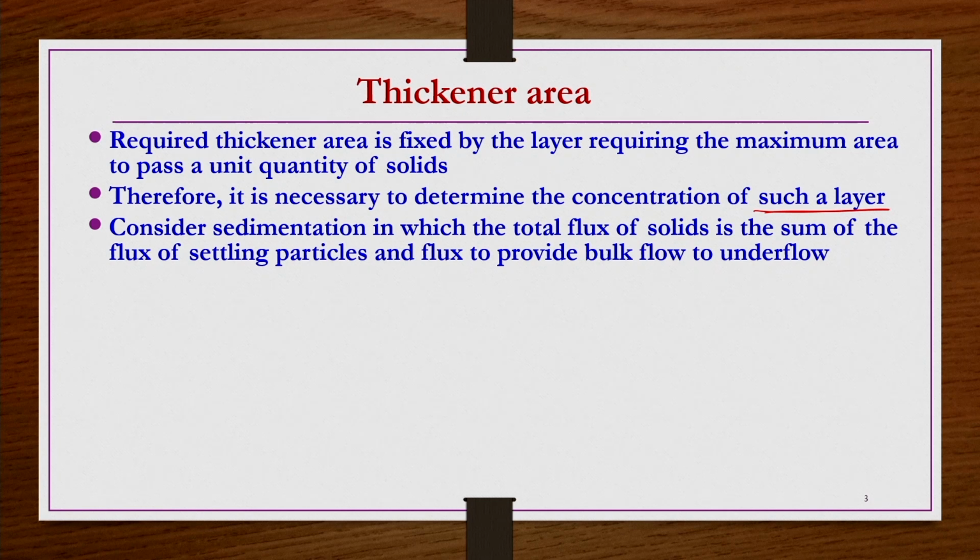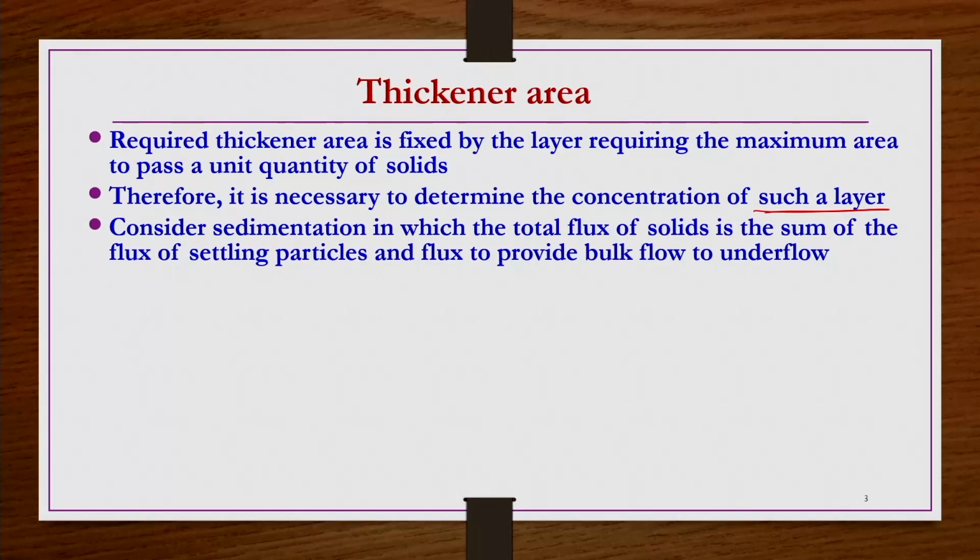Okay. Till now what have we found? We have found only the concentration of solids of that rate limiting layer, and the settling velocity of the solids passing through this rate limiting layer, VL. That is, Cl and VL we have found as functions of Zi. From here we also found that the settling velocity of the particle is a function of concentration. That is what we understand from the previous derivations and the previous slide. Okay. So, now consider sedimentation in which the total flux of solids is the sum of the flux of settling particles and the flux to provide bulk flow of underflow.